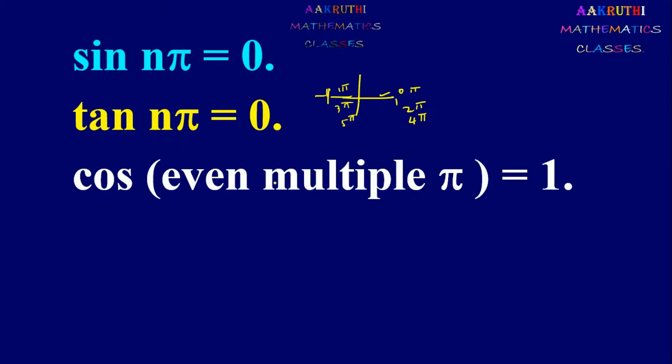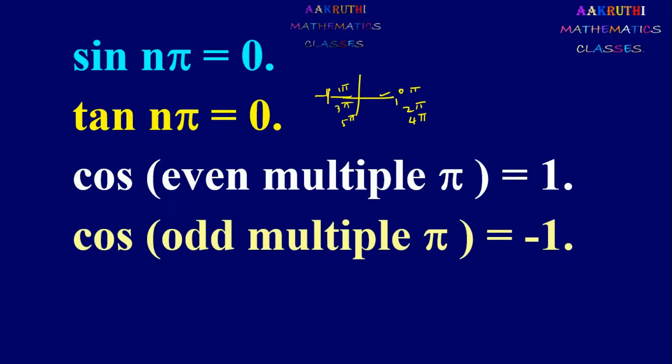So like this we know that cos of even multiples of pi is 1, and cos of odd multiples of pi is minus 1. That is, cos of 0 pi, 2 pi, 4 pi are all equivalent to 0 degree. Therefore cos of even multiples of pi is 1, and cos of odd multiples, that is 1 pi, 3 pi, 5 pi, which are equivalent to 180 degree, are all equal to minus 1.